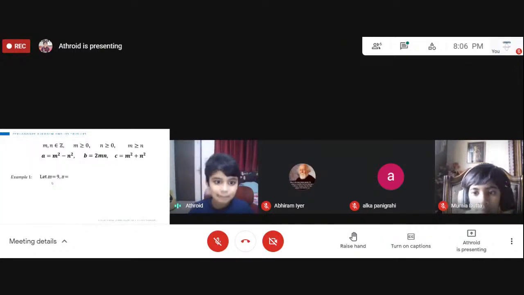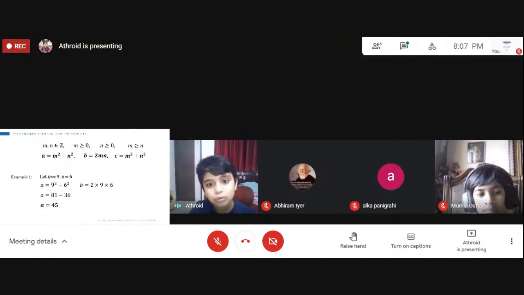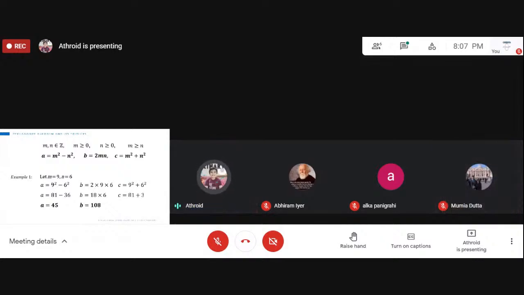Example 1. Let m equal to 9 and n equal to 6. A is equal to 9 square minus 6 square. A is equal to 81 minus 36. A is equal to 45. B is equal to 2 into 9 into 6. B is equal to 18 into 6. B is equal to 108. C is equal to 9 square plus 6 square. C is equal to 81 plus 36. C is equal to 117.